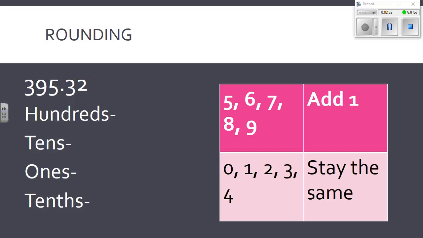All right, let's try another one. To the nearest hundredths. So we have 395.32. Hundreds place, neighbor. Neighbor's a 9. Where are we going? Upstairs. You are correct. So this changes, add 1, becomes about 400.